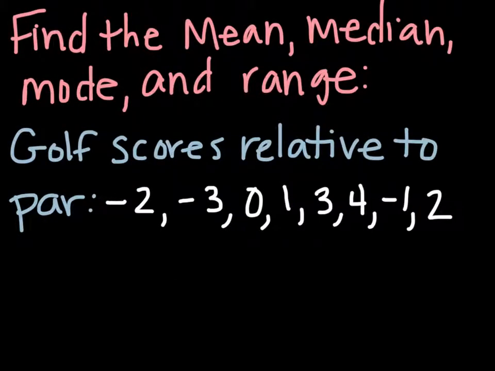Now try finding the mean, median, mode, and range of this data set on your own. This data set represents golf scores relative to par. Once again, find the mean, median, mode, and range. I have one more problem for you when you finish this one.